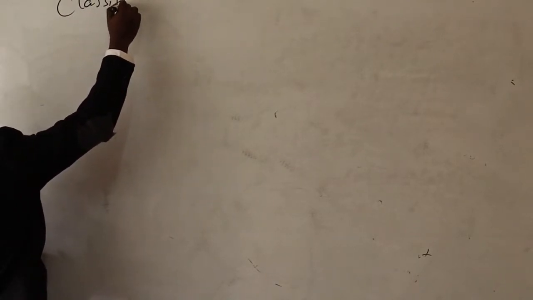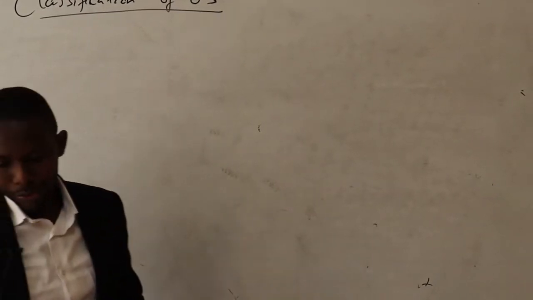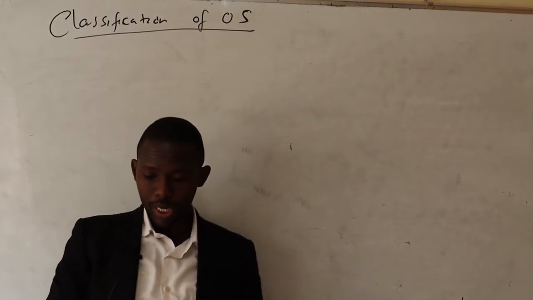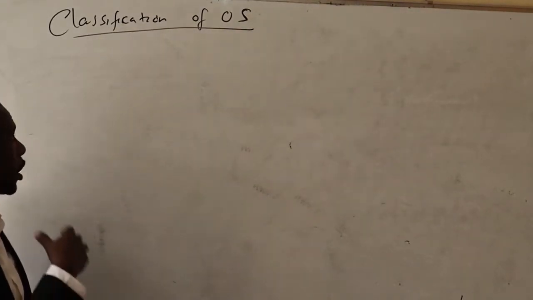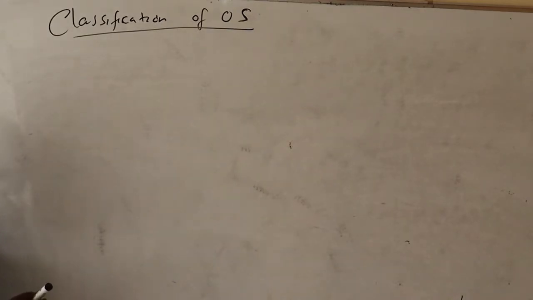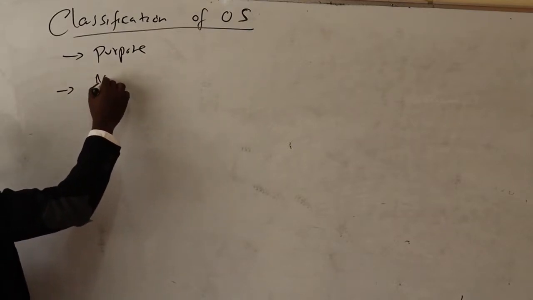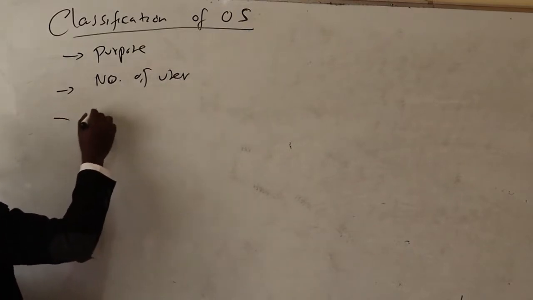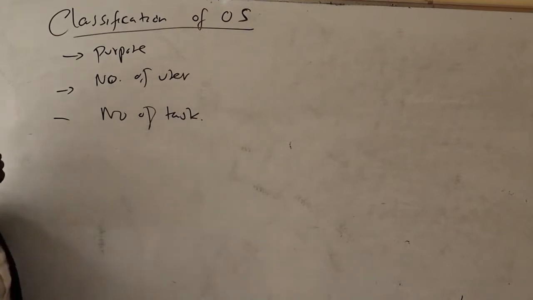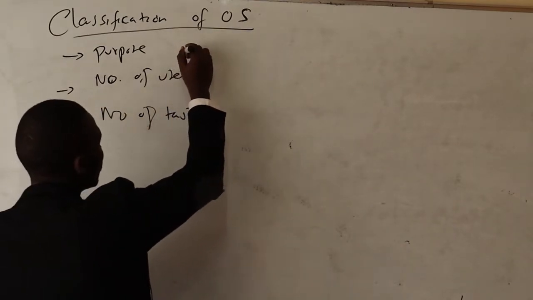So the next part is classification of operating systems. Operating systems can be classified according to three criteria: number one, according to the purpose of that operating system, the number of users they can support, or the number of tasks they can support. So you have three classifications. The first one is according to purpose. Then we have the number of users they can support, and the number of tasks they can support. Starting with the purpose, we have two main classifications of operating system according to purpose.